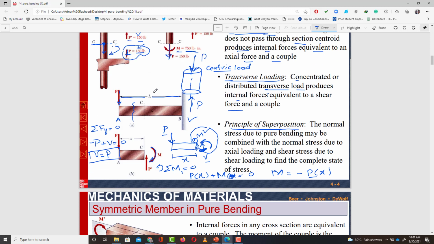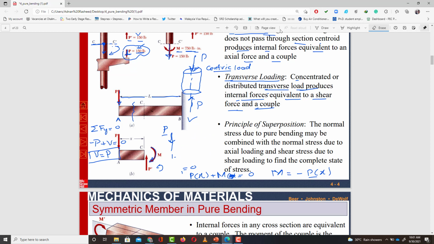So this was all about transverse loading, that whenever you have a loading on a beam and you want to find the force at any section, whenever you cut the beam, there will be a shear force along with the moment. So it says that it produces internal forces equivalent to shear force and a couple. Clear? Any question?